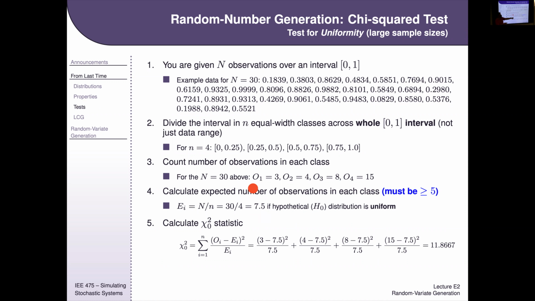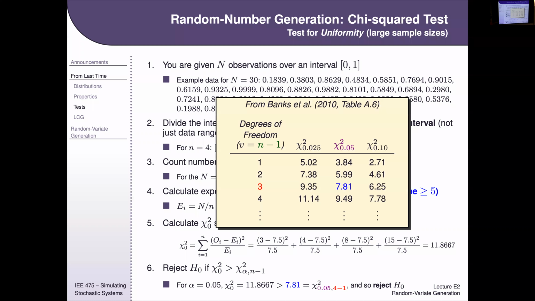And here are my observed quantities, 3, 4, 8, and 15. So I can calculate a chi-squared statistic way down here. The bigger that number, the farther off our sample numbers are from the expectation we get from the null hypothesis that they're uniformly distributed. And there will be a critical value corresponding to our 5% type 1 error rate.